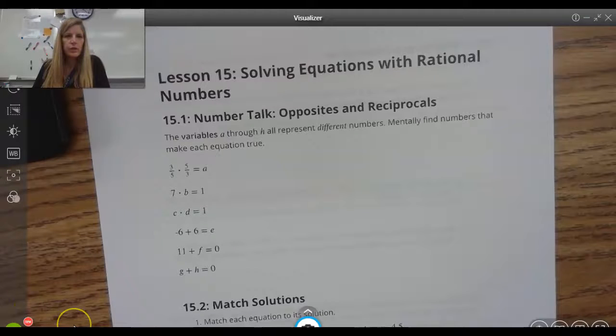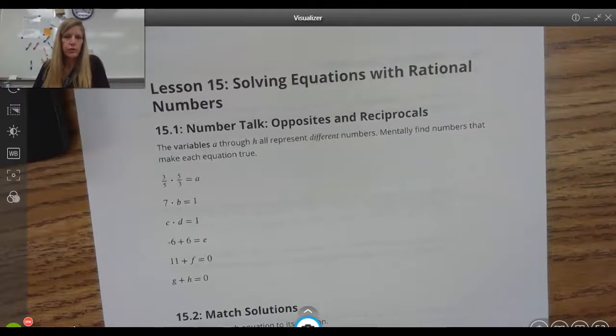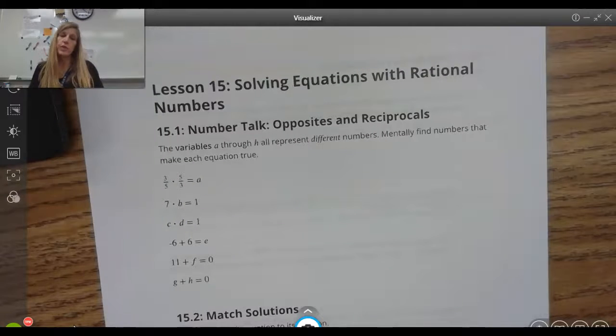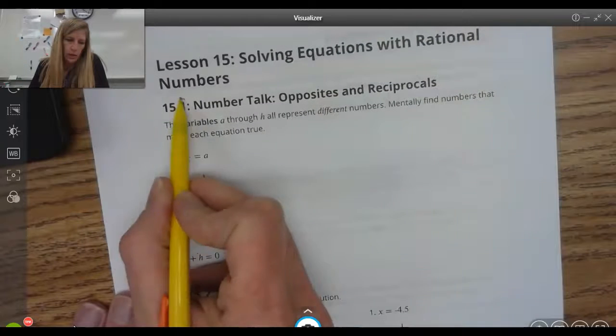Hey guys, so lesson 15, I made some modifications to it for your classes. So I just wanted to send you this one, hopefully this will make sense. But so let's look at 15.1.